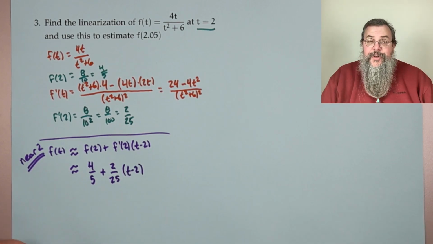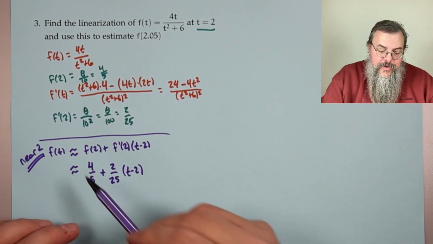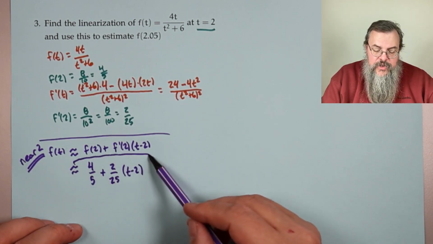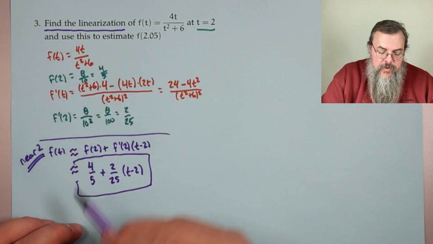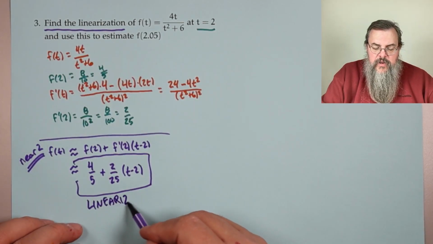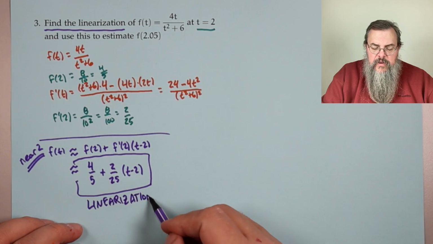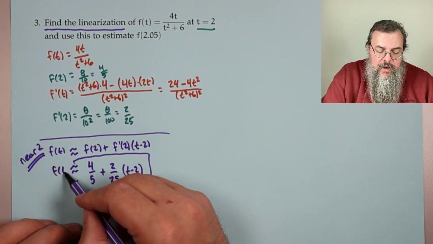All right, so that's the linearization. Now that is part of our answer. So this is our linearization, because it says find the linearization. So here we go. Let's make sure we celebrate our successes. And now it says, hey, use it. So how do we use it?